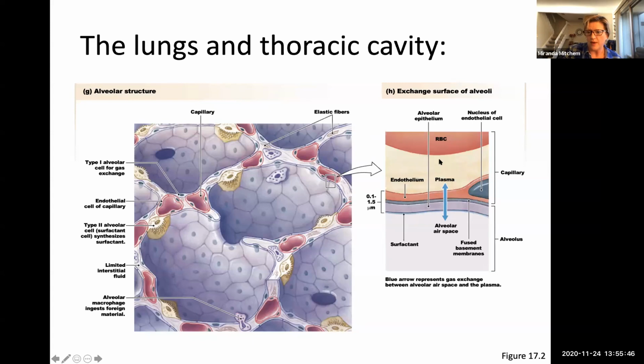So if we're thinking about oxygen moving, we've got quite a few surfaces that it goes through. So having a strong concentration gradient as well as pressure behind it helps to facilitate the timely movement of gases through our respiratory system.